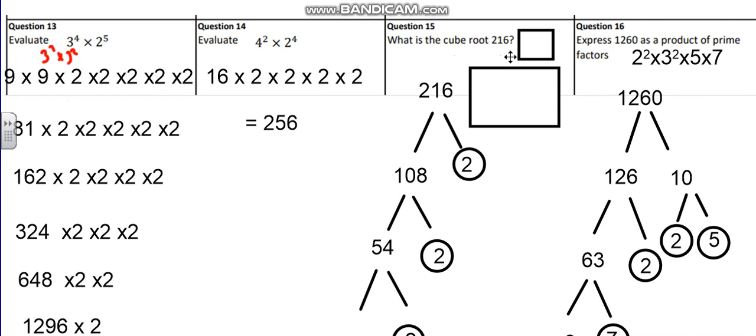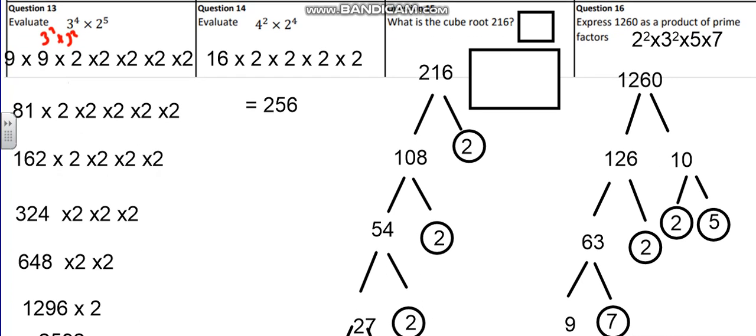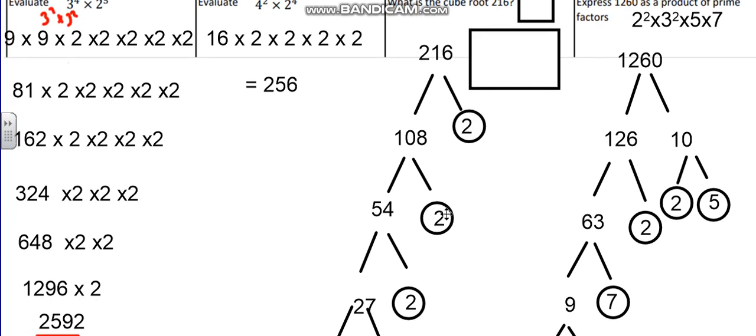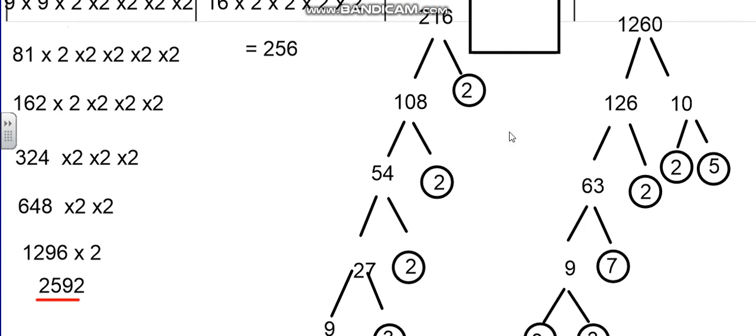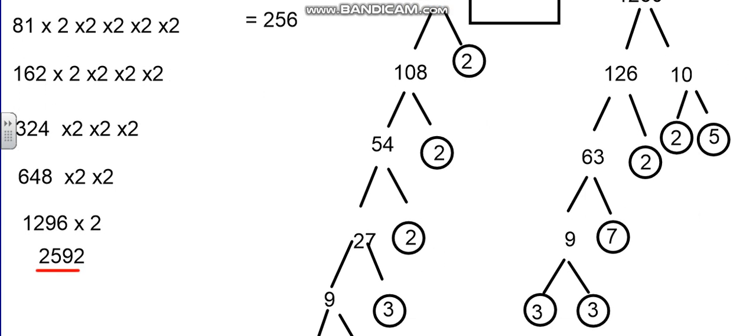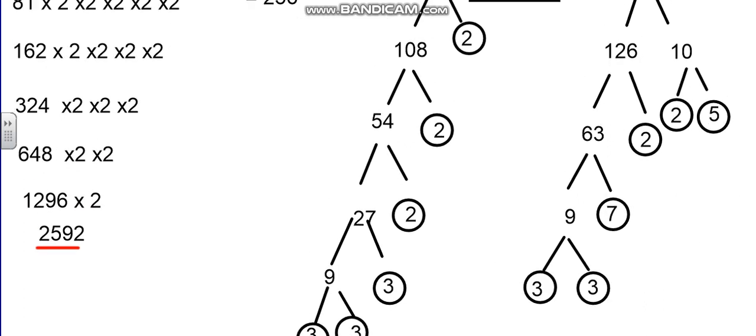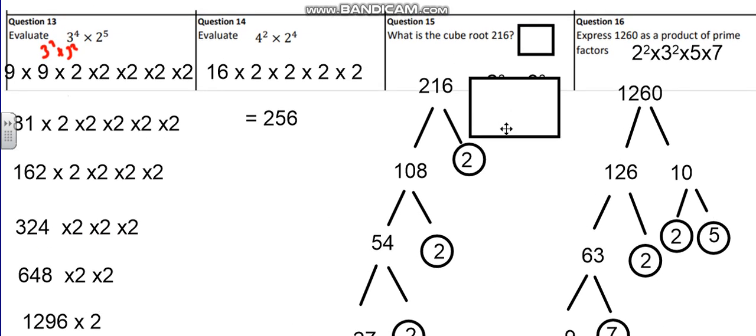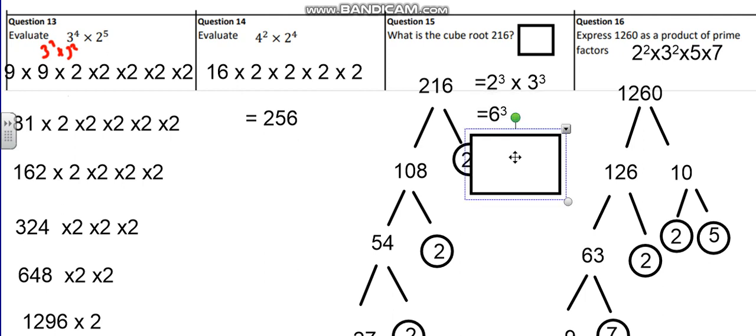So another way of working it out is actually to do a factor tree and work out what the prime factors are. So I've split 216 down into its prime factors, and you'll see there's 3 2s and 3 3s. So 216 is actually 2 cubed times 3 cubed. So interestingly enough, we're looking for the cube root. We've got a 2 cubed and a 3 cubed. Now because the powers are the same here, I can actually multiply the 2 and the 3, which gives me 6 cubed.